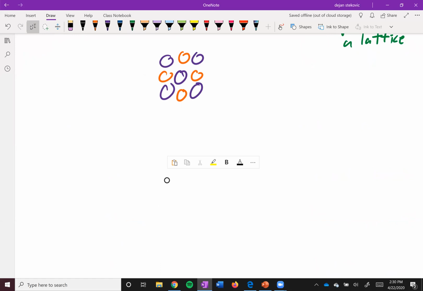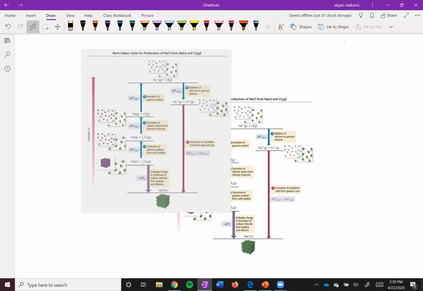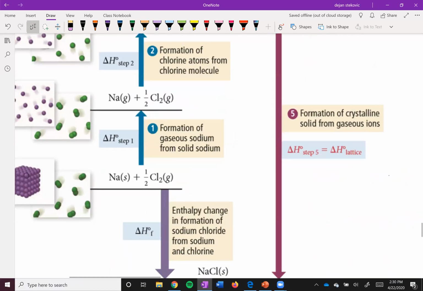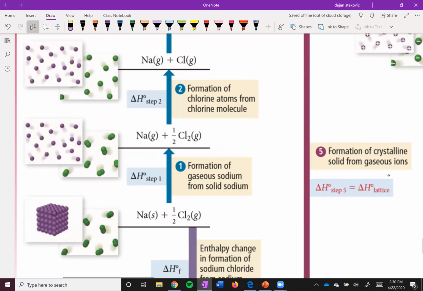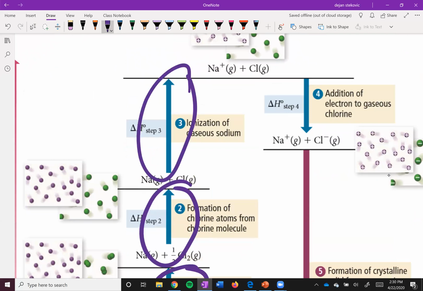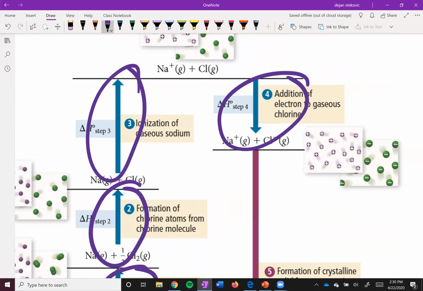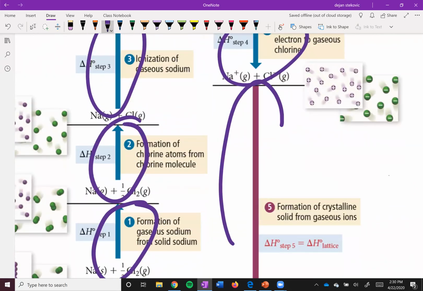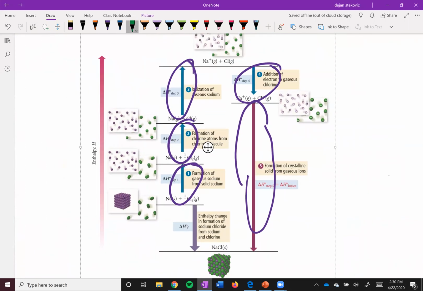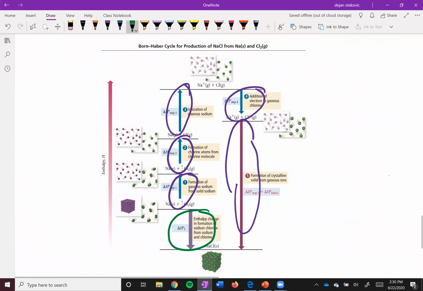And then here's a picture of this diagram, right? So first off, we've got to make the solid sodium a gas. Second step, split up the chlorine, ionize the gas. All of these are endothermic, so they're taking energy. Give the electron to chlorine, that's exothermic. And then finally, this lattice energy, right? And so all of these things must sum to equal the delta H of formation. And so using that, we can solve for lattice energy or any of the other steps if we did have the lattice energy.